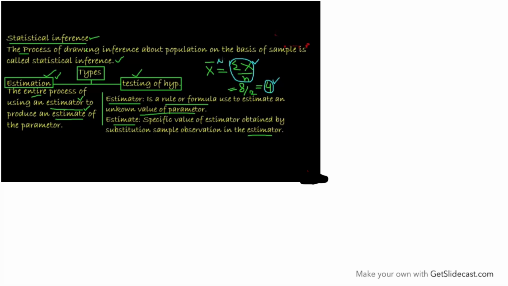An estimator is a rule or formula used to estimate an unknown value of parameters, while an estimate is a specific value of the estimator obtained. Any value you get as a result of your estimator, by substituting sample observations in a particular estimator, is what we mean by an estimate.